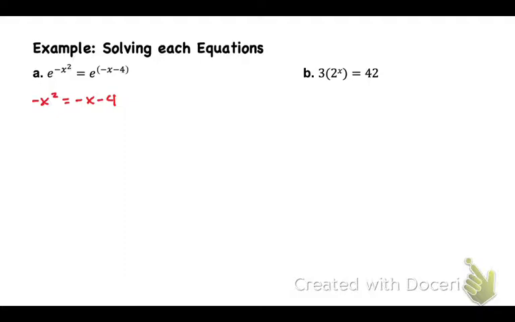Set it equal to 0. And I'm going to add over the x squared. Everyone good with that? So x squared minus x minus 4. And then how do I solve it? Factor it.